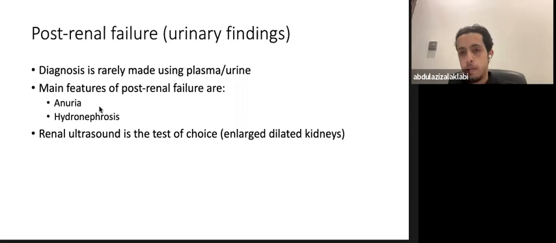If they're anuric, they're not urinating at all. And this would be a very alarming symptom, means that there's an obstruction. They cannot urinate. The patient cannot excrete any urine. Second of all would be hydronephrosis, as we can see on the ultrasound. This indicates, of course, a backup of fluid secondary to the obstruction, and this would be most likely the cause of renal failure. So these two features are the most important features in diagnosing post-renal failure.